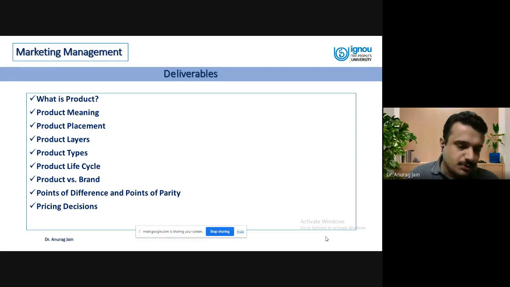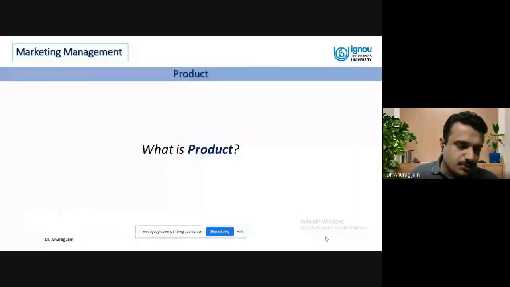Points of difference and points of parity is another important aspect that is related to product placement. So how your product can be very much different from all other competitors in the market, and what are those things which can be similar to the competitors' product, right? And in the last, today we are going to talk about the pricing decisions, right? So today we are going to cover 2 P's out of 4 P's, right? So one is product, second will be pricing. So let's start our discussion for today.